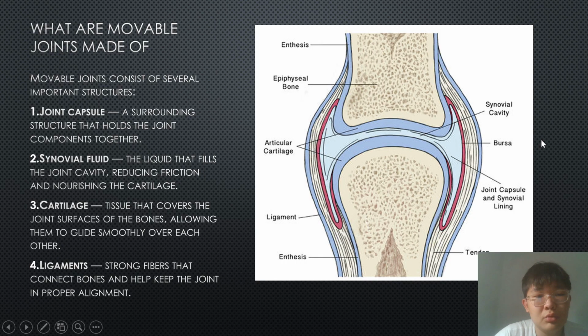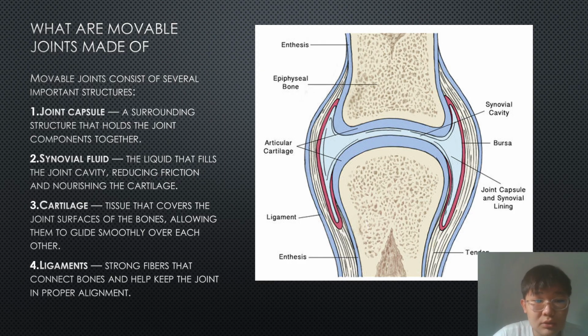What are the movable joints made of? First, the joint capsule surrounds the joint and secretes synovial fluid. Second, synovial fluid lubricates the joints and nourishes cartilage.